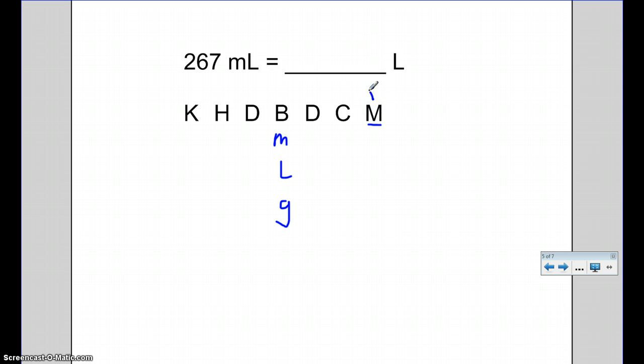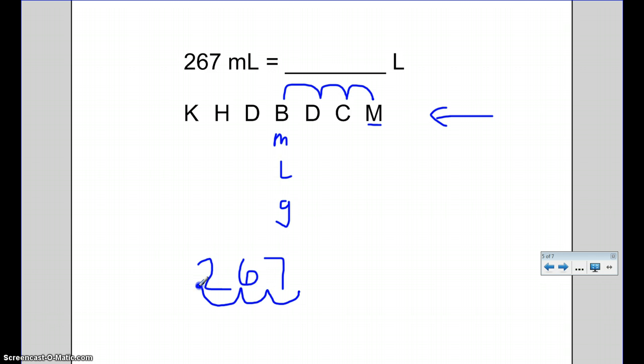How many jumps do I need to make? That's 1, 2, 3 jumps. In which direction? That's right, I went to the left. So I need to move my decimal place 3 times to the left. Here again we have a number that does not have a decimal in its original number, so I have to add 1. I'm going to add it to the end because that does not change the value of my number. I move it 1, 2, 3 times to the left, and suddenly I have converted 267 milliliters to 267 thousandths of a liter.